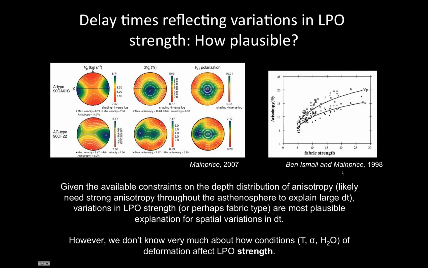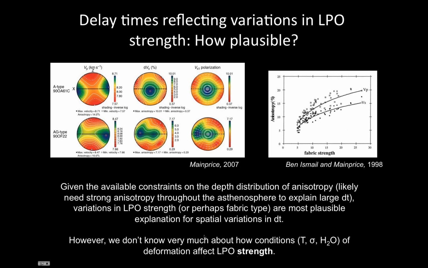And then if you look at the Ben Ismail and Mainprice fabric database, this is a plot of fabric strength, the J index, versus the S-wave anisotropy. I just want you to notice that there's a pretty big range, from about 3 or 4% up to 16 or 17% in S-wave anisotropy in natural peridotite. So there's a very large range in fabric strength in natural rocks. So I think this idea is plausible.